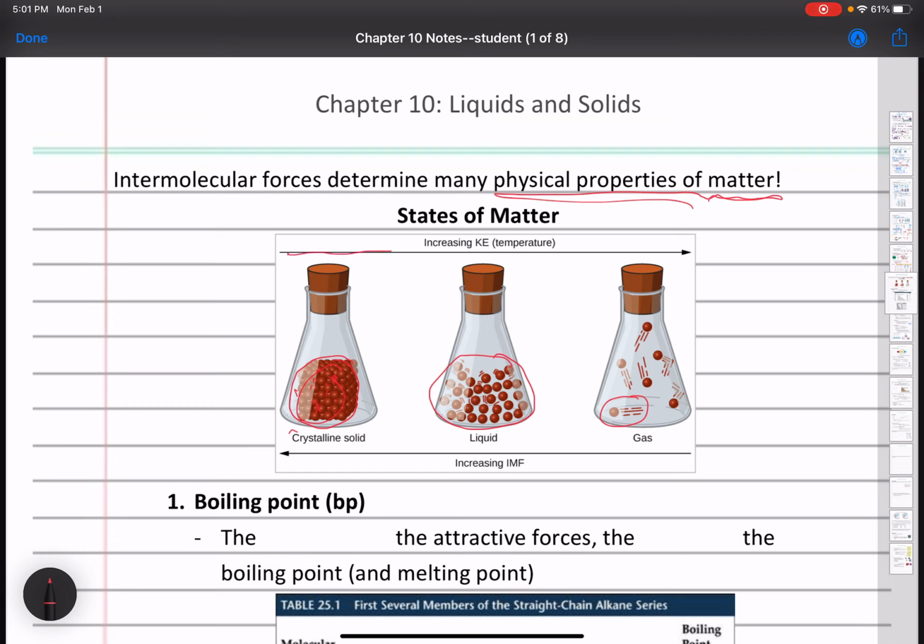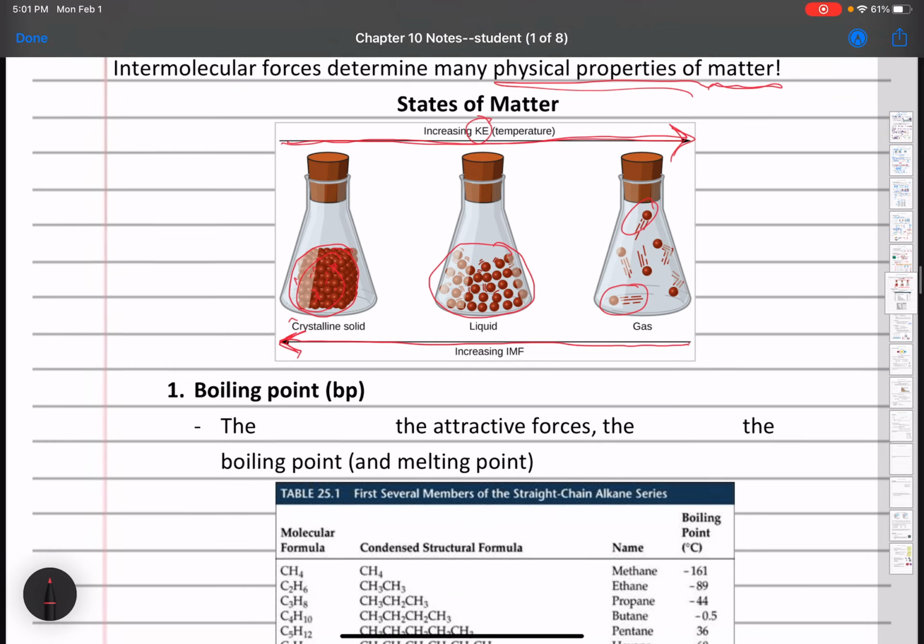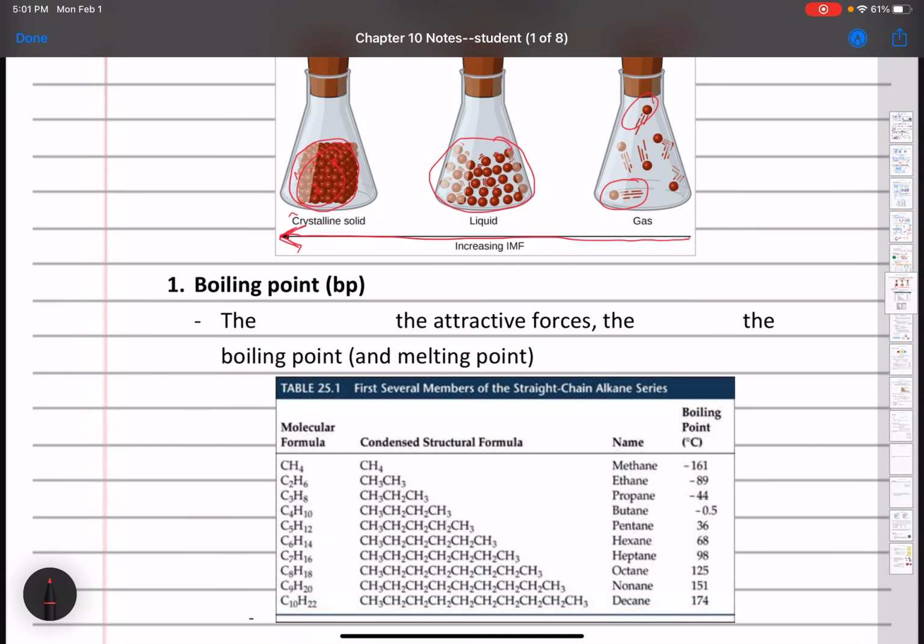So as we increase temperature, we increase the kinetic energy and the speed of these atoms and molecules, which disrupts the intermolecular forces and essentially sets them free. So as we move right here, we're increasing the temperature and increasing the speed and kinetic energy. But as we go left here, solids have more intermolecular forces than gases do. So, some of the characteristics of matter in their different states.